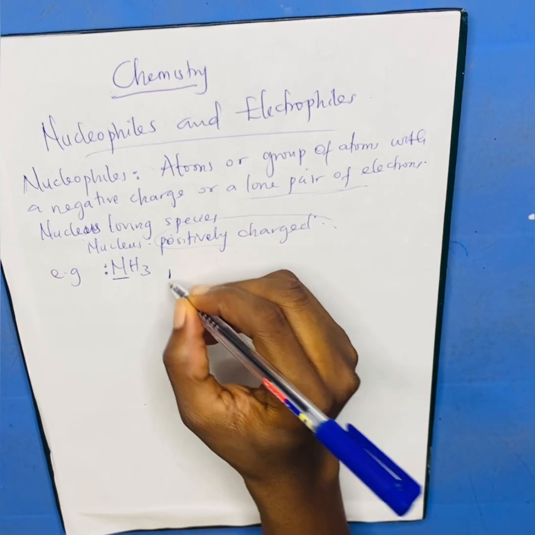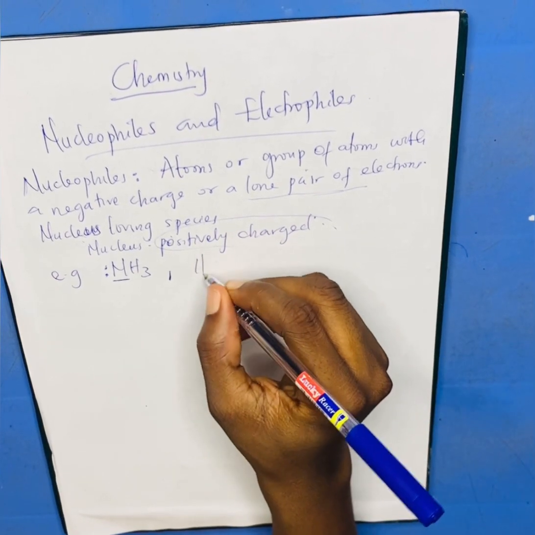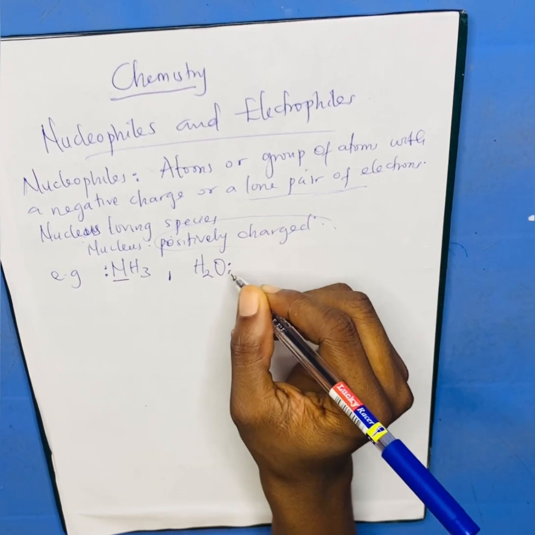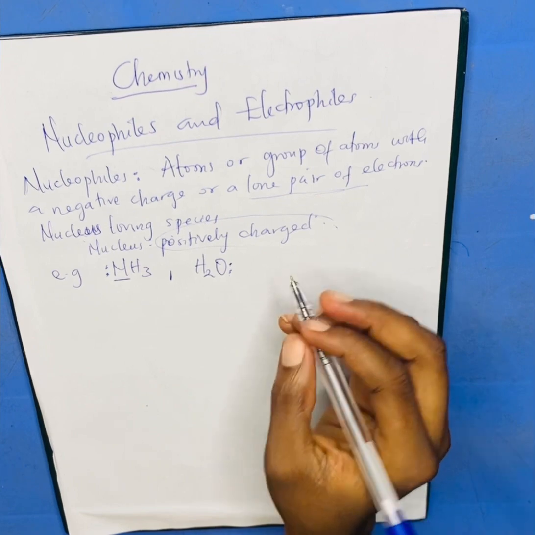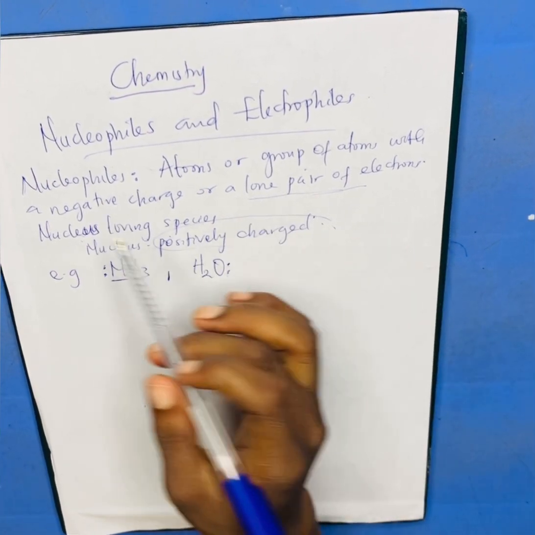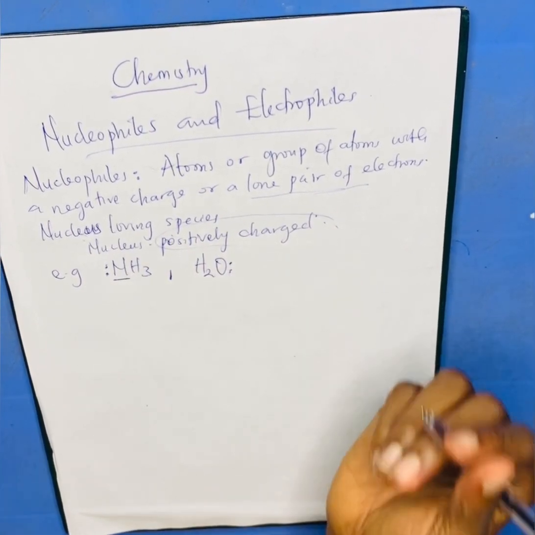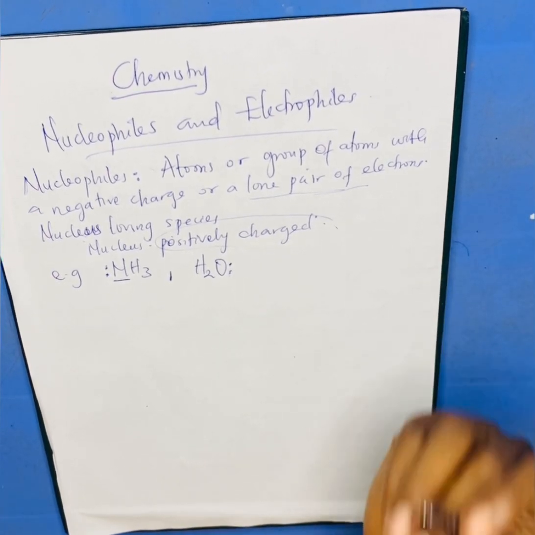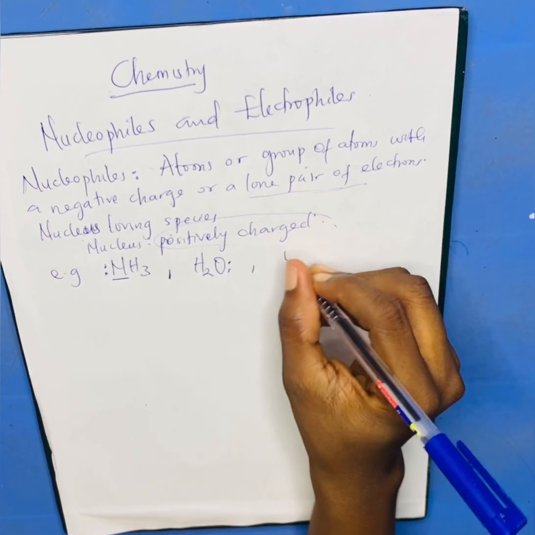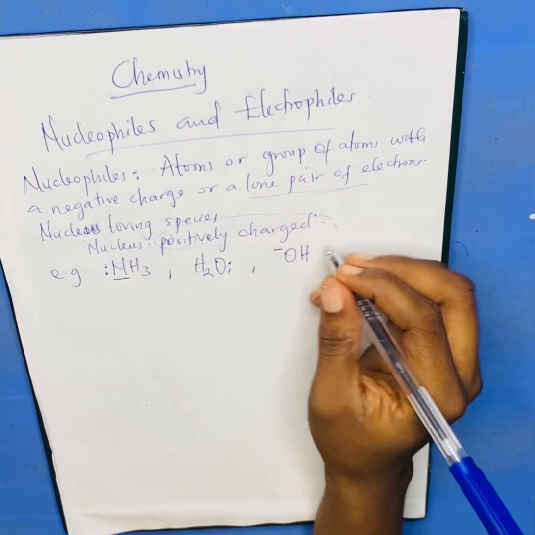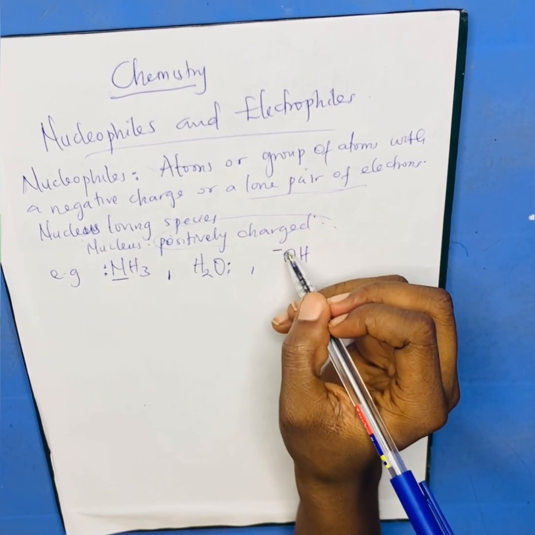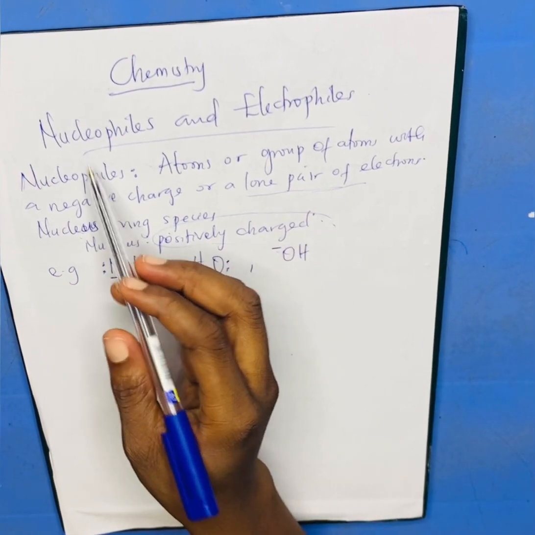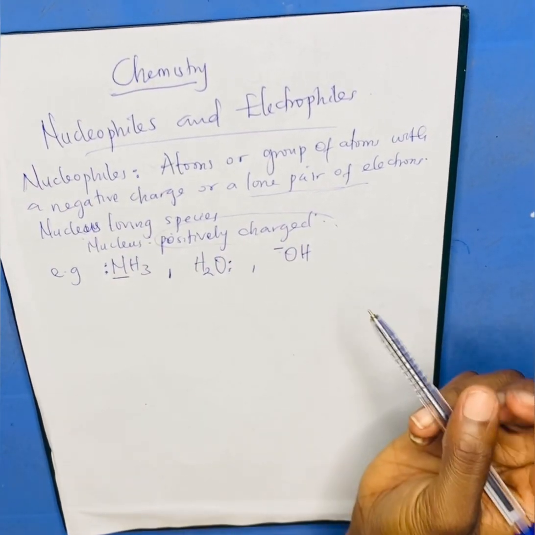Also, we have further examples of water. Water also has an oxygen atom that has a lone pair of electrons, and this makes it also a nucleophile because it loves positive charges, e.g. nucleus. Also, we have OH minus. This oxygen carries a negative charge, making it qualified to be called a nucleophile.